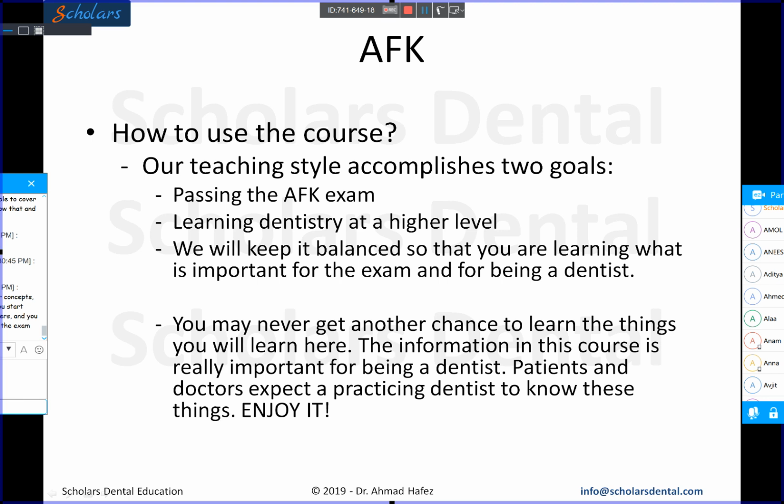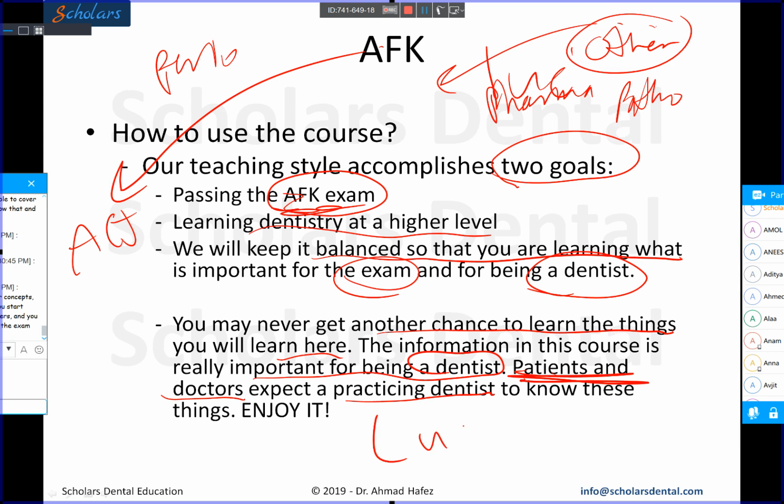If you don't do it now, and you pass the AFK somehow, by luck, and you do not correct your foundation, you'll never find a time to do it. How are you going to do it? On your own? You can always come back and take the AFK, but why not do it now?